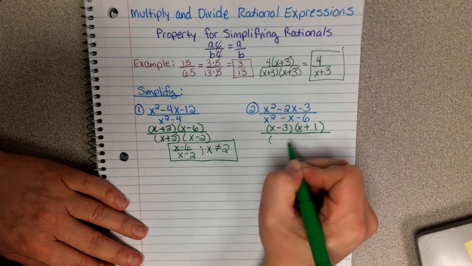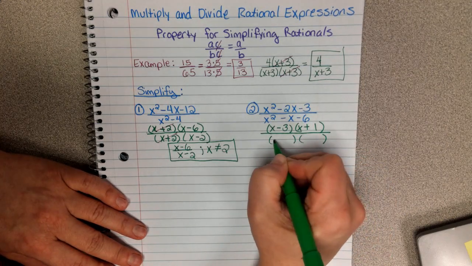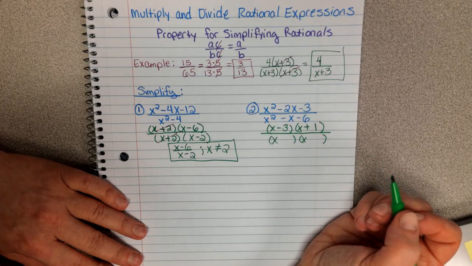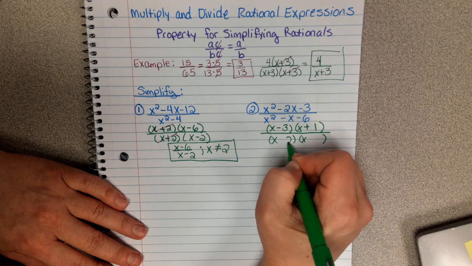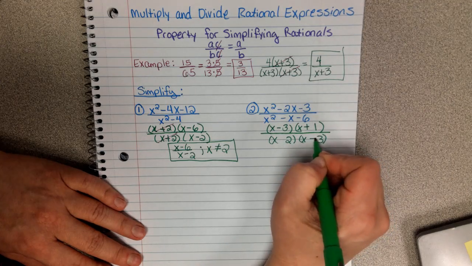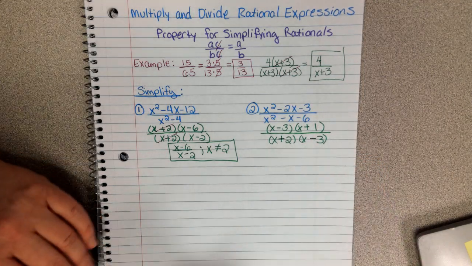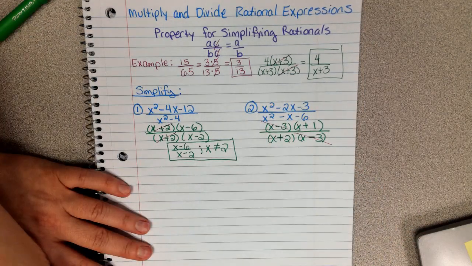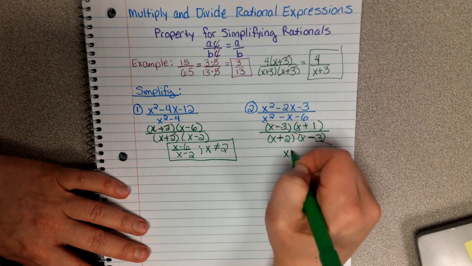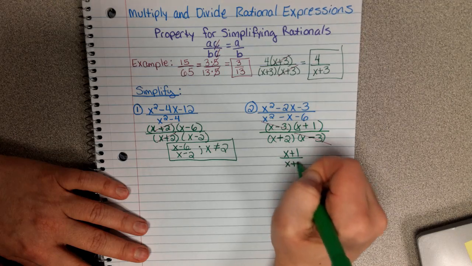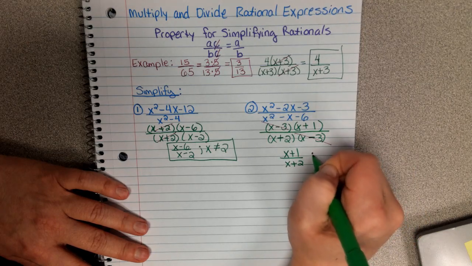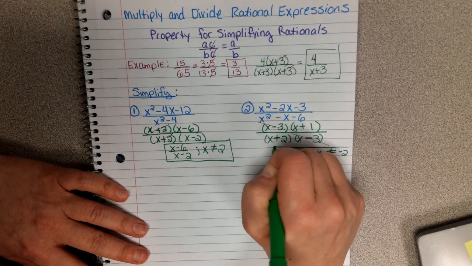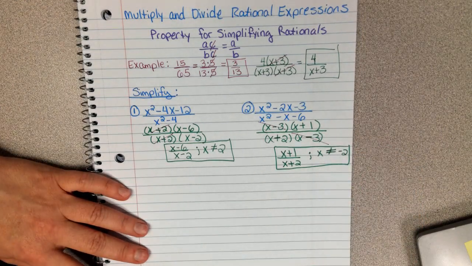Now it's time to factor the denominator. So x times x gives me x squared. 2 and 3 give me 6, so let's do 2 and 3. It looks like I need a negative 3 and a positive 2. Okay, now that I have that fully factored, I'm going to look for terms that are the same on the top and the bottom. So I'm left with x plus 1 over x plus 2. And in this case, I'm going to make that caveat: let's make sure x is not negative 2. That way my denominator is not 0, and we're set to go.